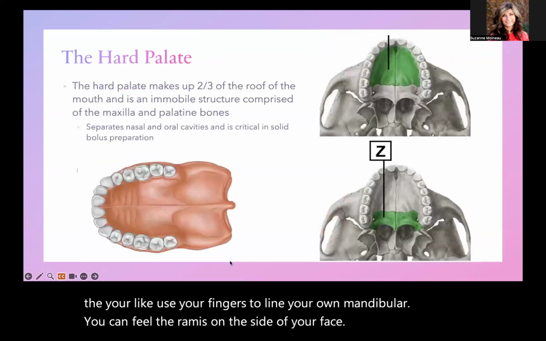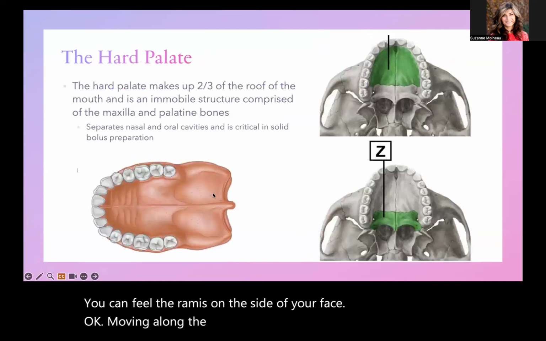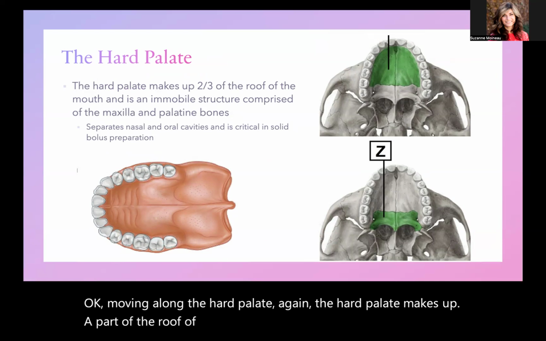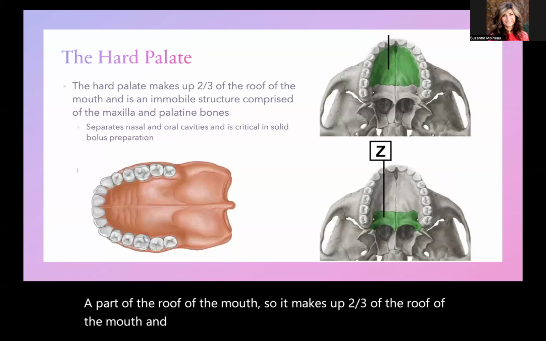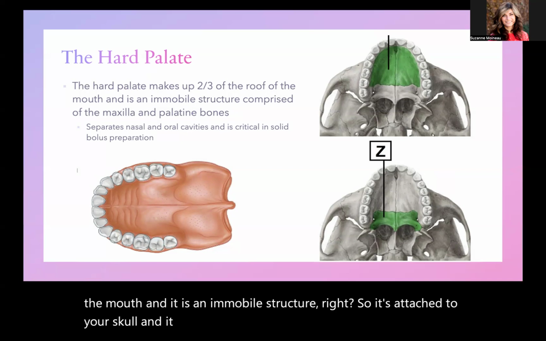Okay, moving along. The hard palate. Again, the hard palate makes up a part of the roof of the mouth. So it makes up 2/3 of the roof of the mouth, and it is an immobile structure, right? So it's attached to your skull and it doesn't move. Your mandible is the one that's going to move.